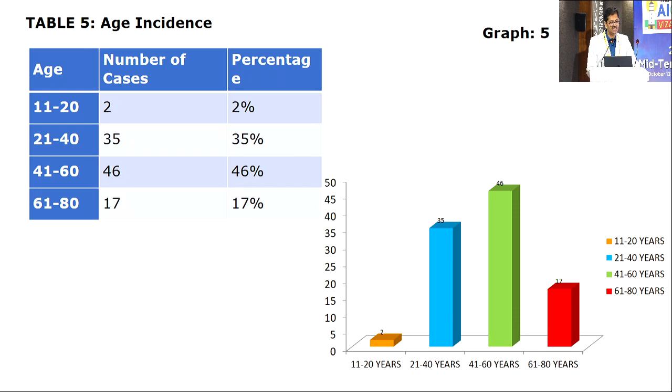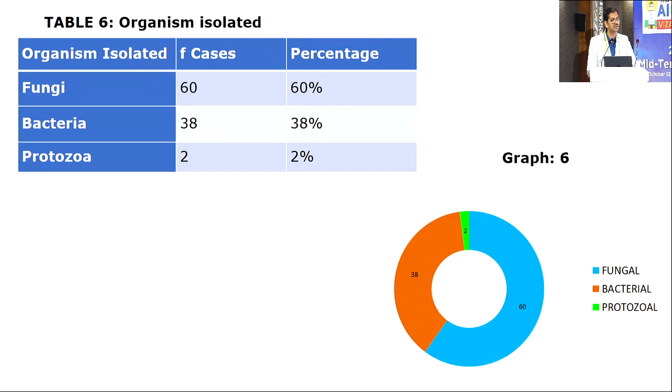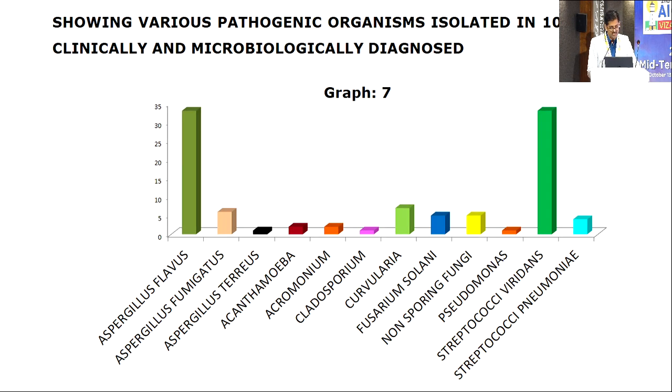Regarding age of incidence, the 41 to 60 years age group is more affected when compared to other age groups. In our study, the most commonly isolated organisms were fungi, more common when compared to bacteria, protozoa, and others. These are the various organisms isolated in 100 cases.